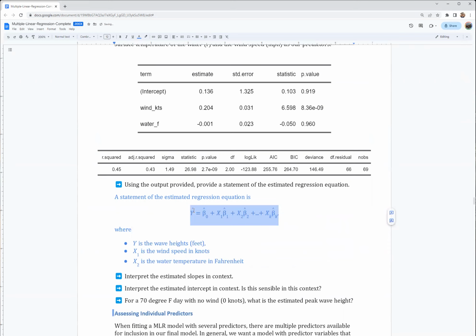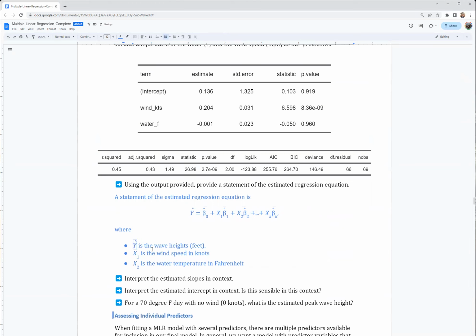So we'll say where y hat is the estimated or predicted wave height in feet. X1 is the wind speed in knots. X2 is the water temperature in Fahrenheit. Notice we only have the hat on the y, keep the x's as is. But now we need to put in our numerical estimates for each of the betas.